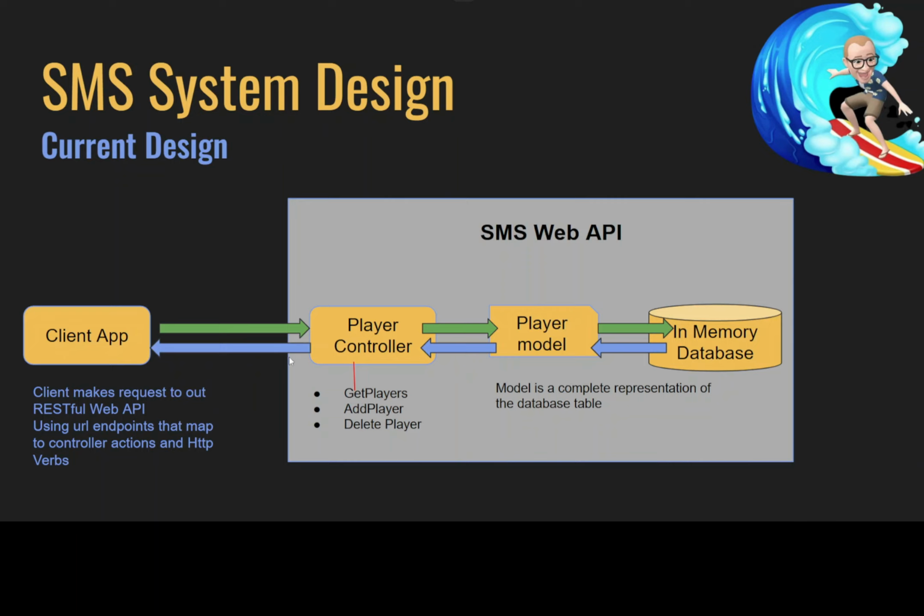So this is what we've currently got at the moment. We've got an SMS sports management system Web API, and I've just used a section of the system at the moment to do with players, and a client application could connect to that at the moment and make various requests to get the data out, insert the data, update the data and delete the data.